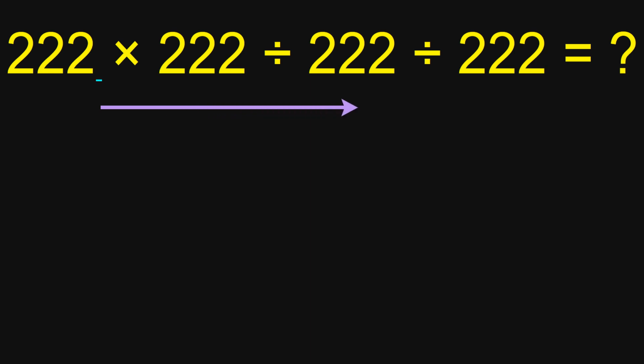So first we have to do this multiplication, then this division, and finally this division. If you do this division before this multiplication, it's wrong. Okay? Now let's start our solution. So first we do this multiplication.